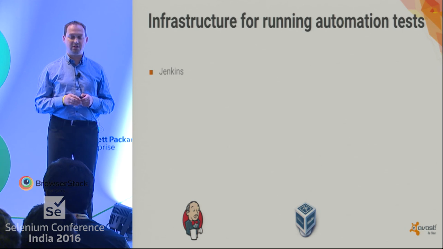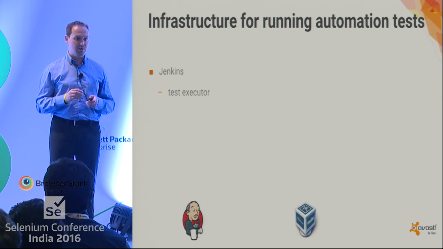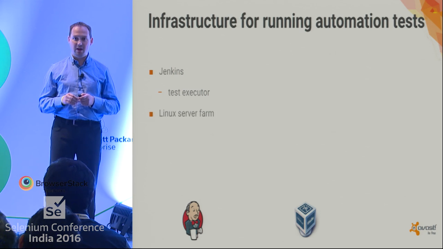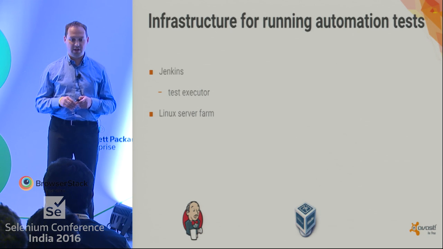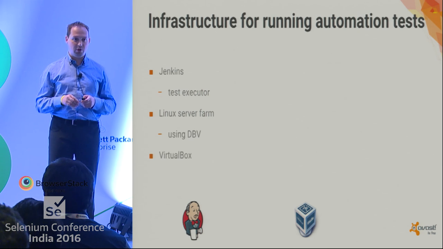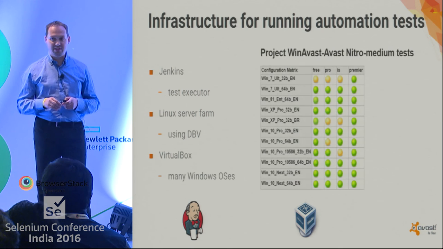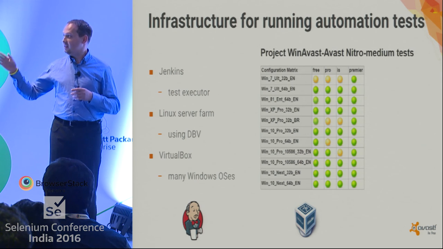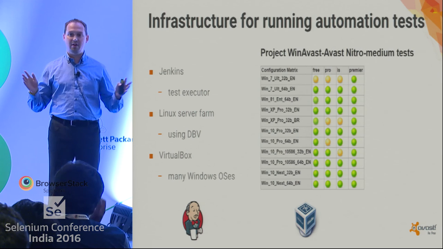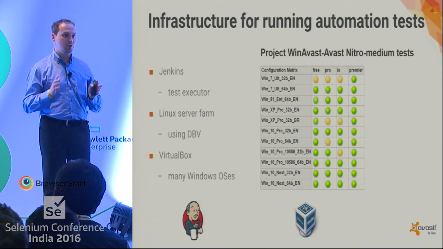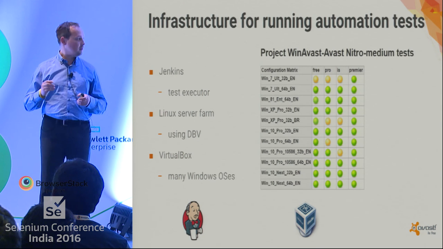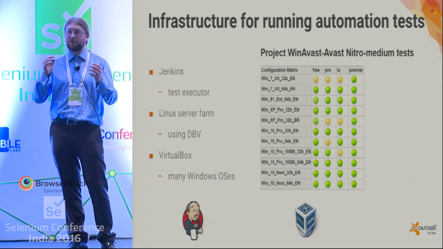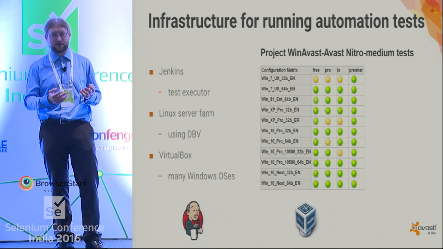The core of the infrastructure is Jenkins, which is the test executor, running all the tests on all the operating systems. We have a Linux server farm, which is using DBV, and there is VirtualBox with all the operating systems. And with these three tools, we are running this matrix, which allows us to cover the most used operating systems. The cool part about this is that we are using the same infrastructure as we use for our non-UI tests, and we are now able to reuse it for our UI tests using Selenium.